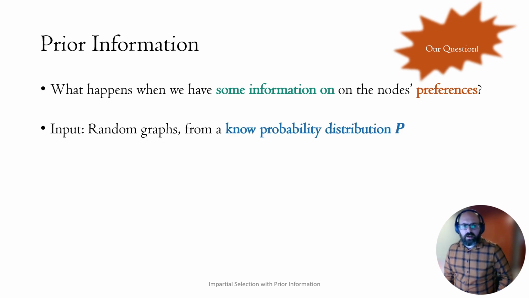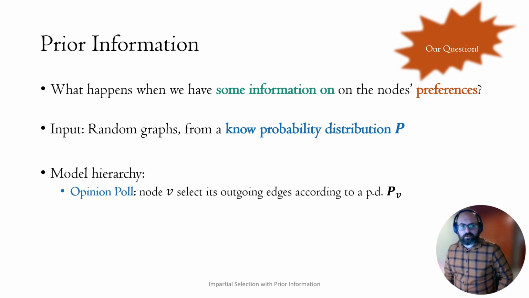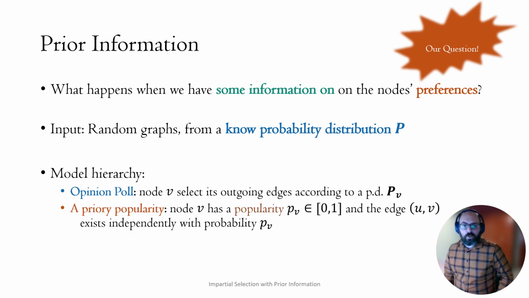To cope with this impossibility, we investigate what happens when some prior information on the preferences of the voters is available. The input now consists of random graphs of n nodes deriving from a known probability distribution. We investigate a hierarchical model with three types. In the more general one, the opinion poll model, each node gets its preferences independently from the others from a node-specific distribution. In the a priori popularity model, each node gets its preferences according to popularity values for this node. Finally, in the least expressive model, all nodes have the same popularity.